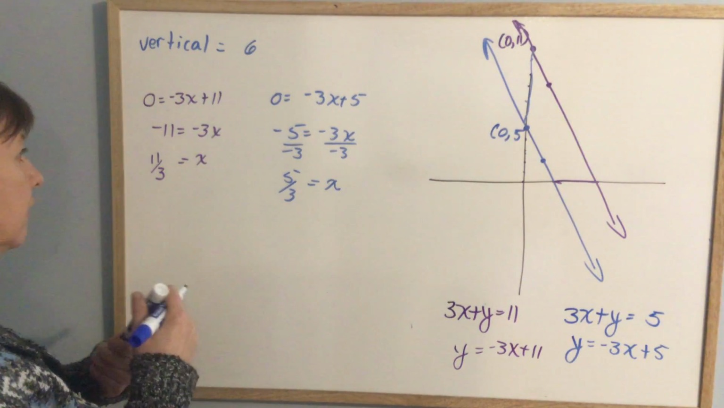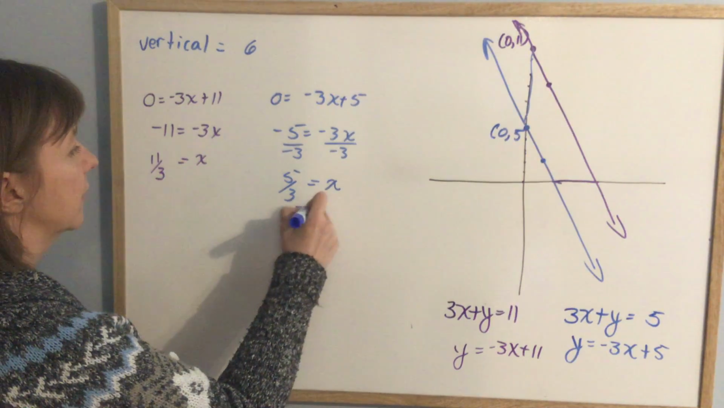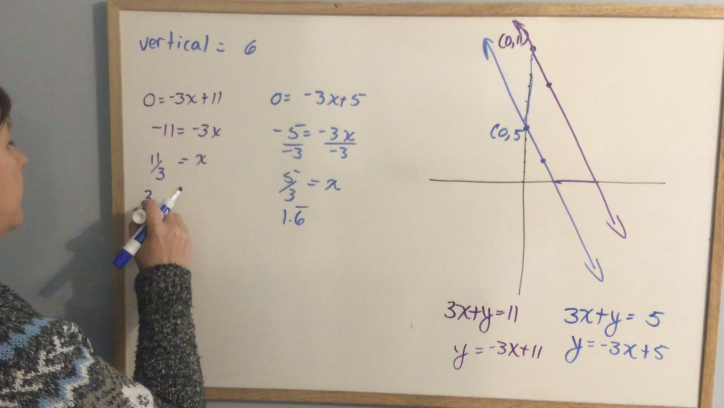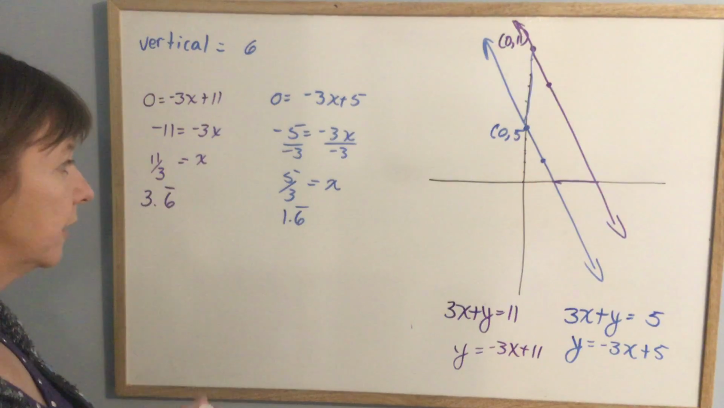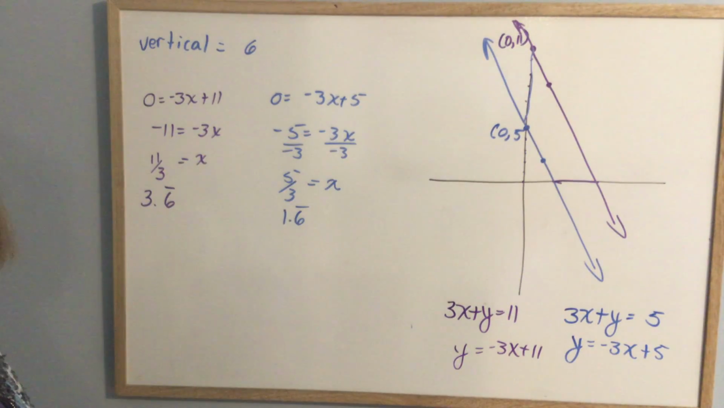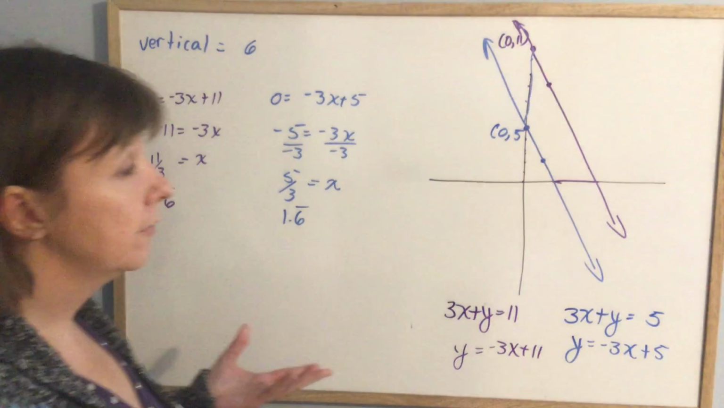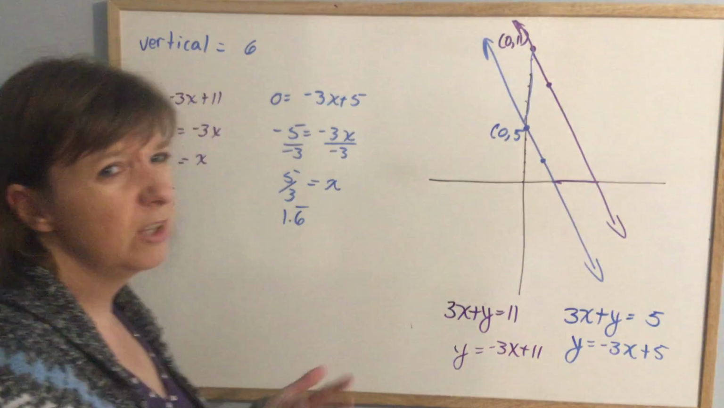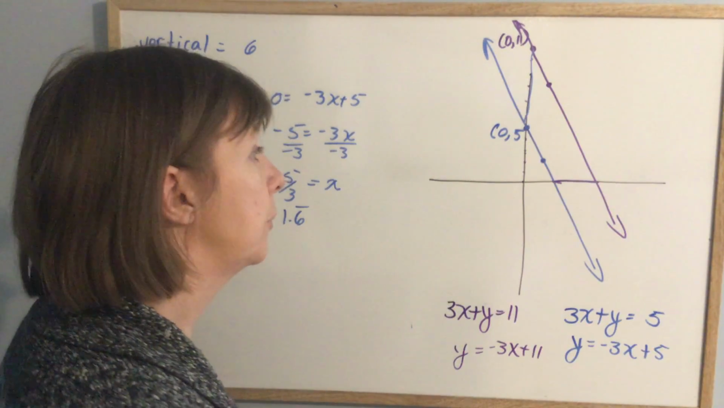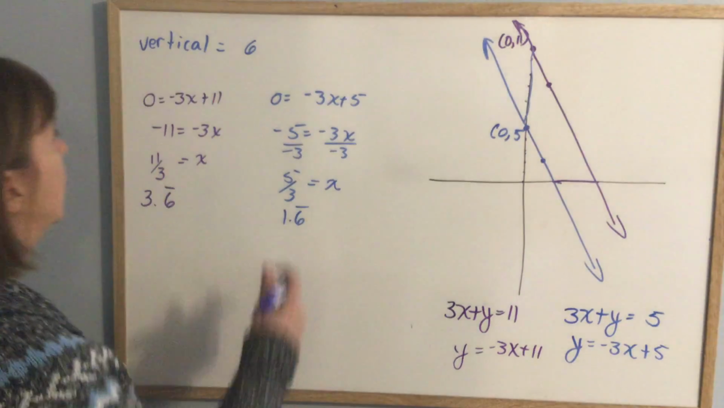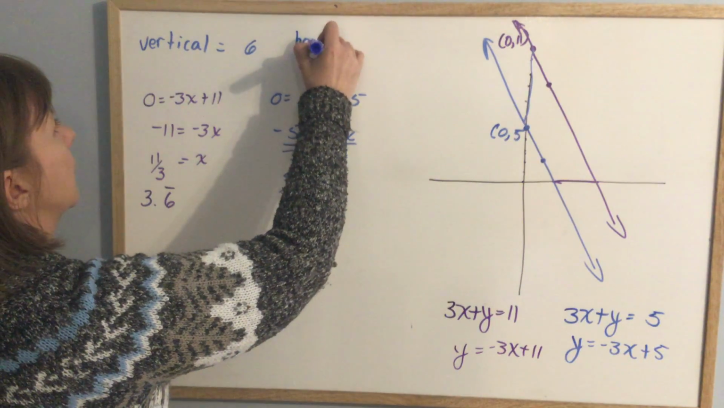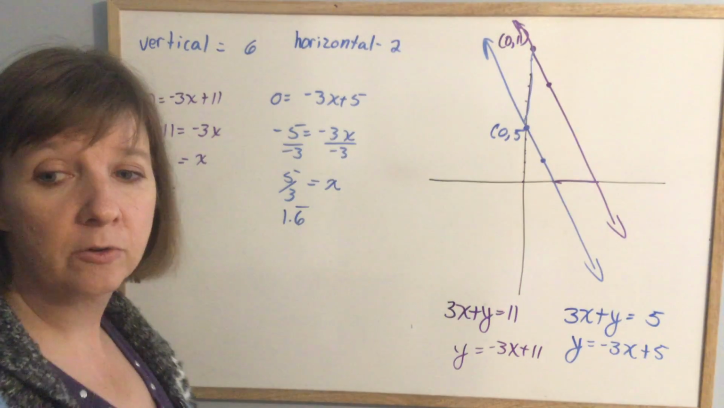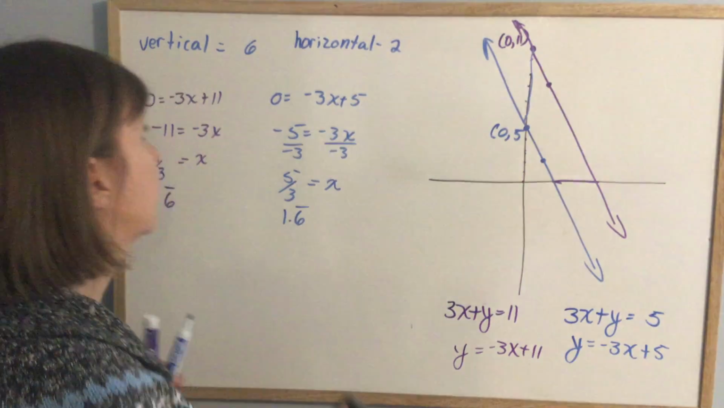So how far is it? Again, let's just look. This is like 1.6 repeating, and this is 3.6 repeating. Well, that's a distance of 2. And again, if you graph this on graph paper really accurately, you could just count that it's 2 squares. You wouldn't even need to do the math because you could count on your graph paper, but I'm not doing it on graph paper. So my horizontal distance is 2.